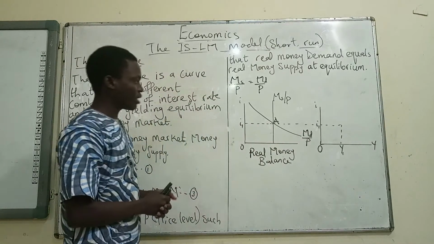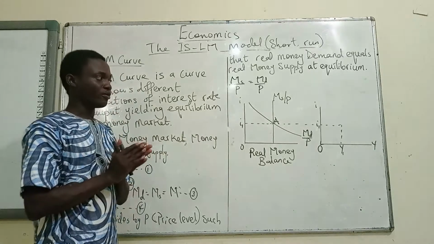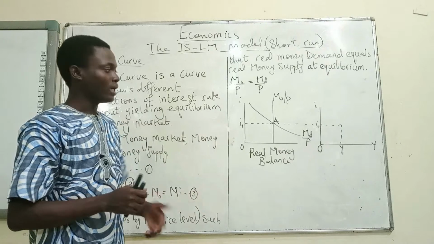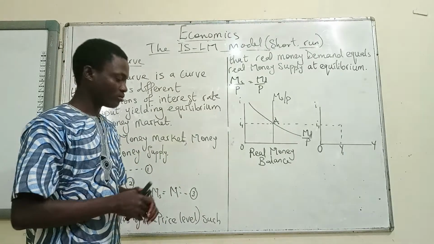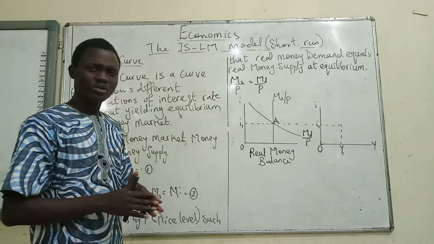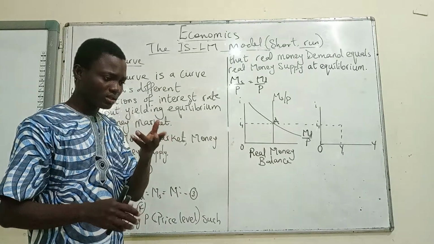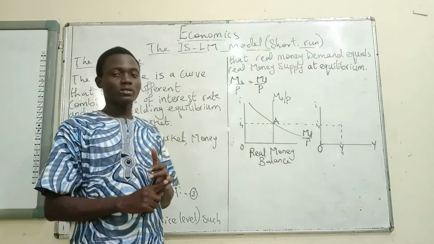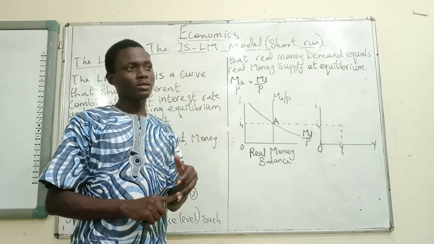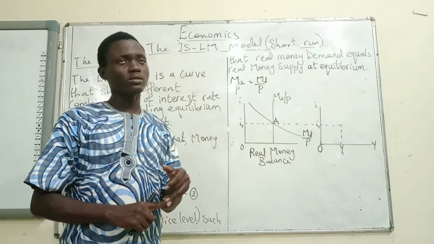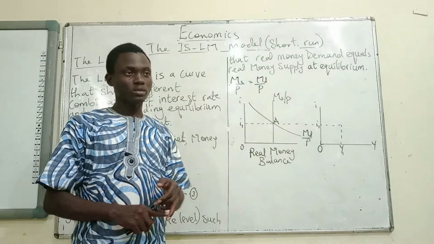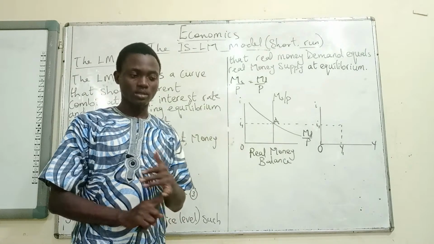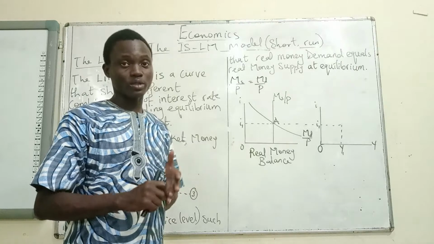Okay, and then what happens now? This is where it might get a little bit funny, but please pay attention. When there is an increase in Y, an increase in output, or whatever you want to call it, what demand for money is it going to affect? When there is an increase in Y, there will be an increase in the transactional demand for money, and also an increase in the precautionary demand for money. There won't be any increase in speculative demand for money, of course.